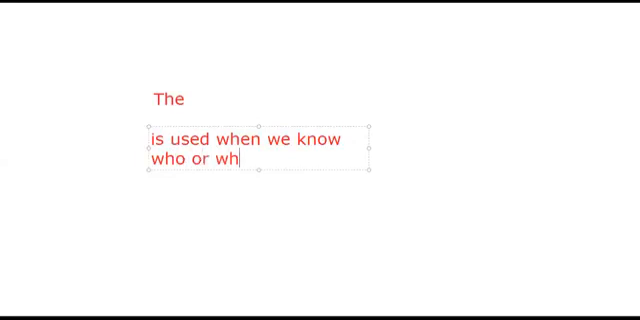The is used when we know who or what we mean, which we already know and are talking about. Then we use the, just like the principal of our school. We know who is the principal, we will write the. The driver of the red car. Red car we know, and we are talking about the driver. That person we know. We will write the.